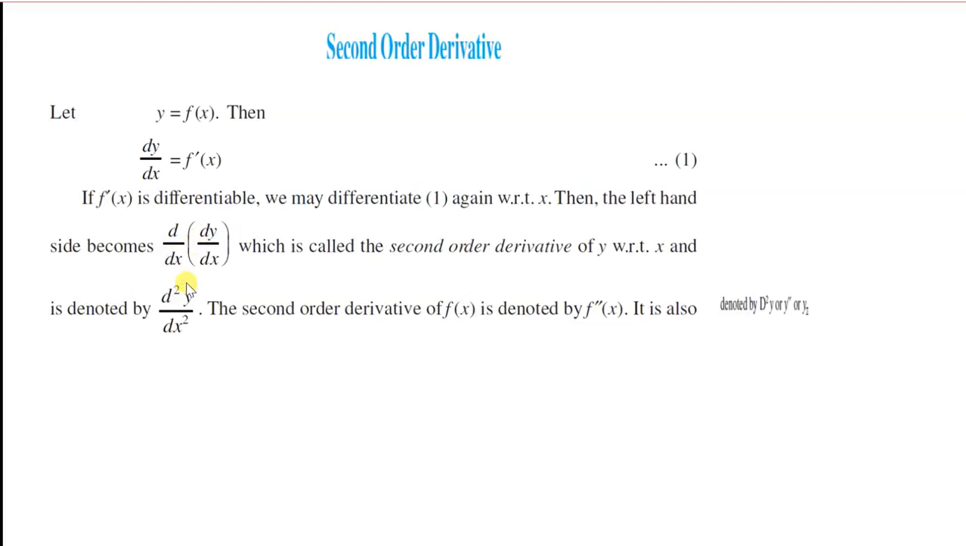We can denote it by d2y by dx square, or we can write it as f double dash x, or we can write it as d2y, or we can also write it as y2. So let us do some questions based on it. This is the first question of the exercise 5.7. Find the second order derivative of this function.